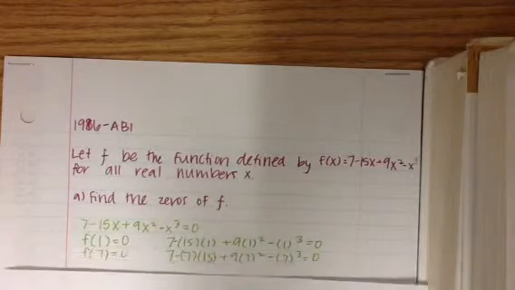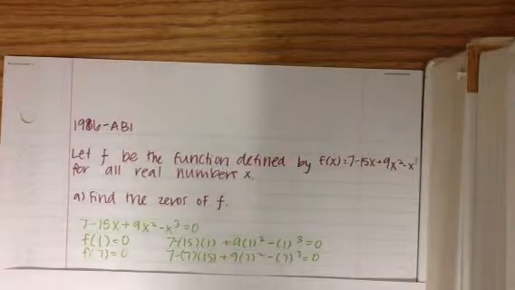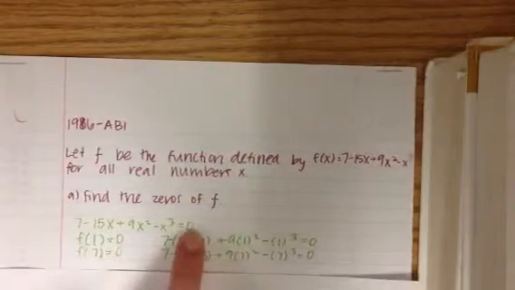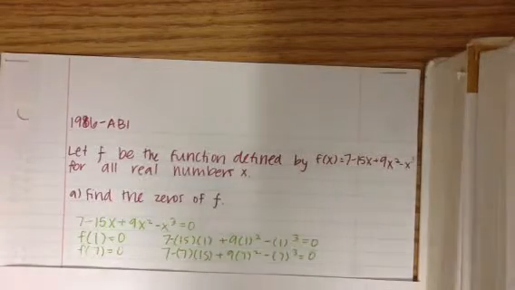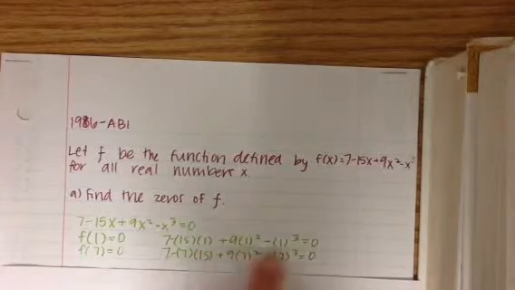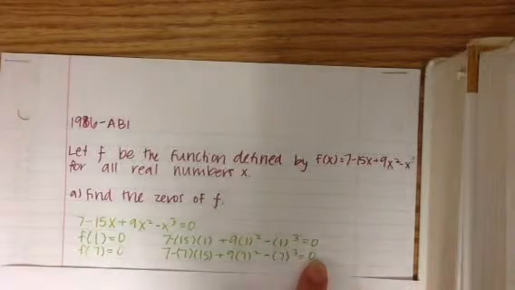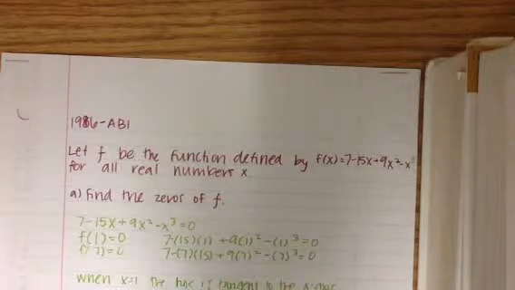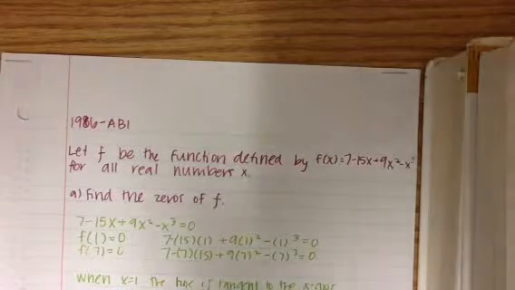Since this is a calculator active problem, we can plug this equation in for y1 and this equation in for y2 and find where they intersect. They intersect at x equals 1 and x equals 7. To prove that this is true, we plug it in the original equation like we did here and show that it equals 0.